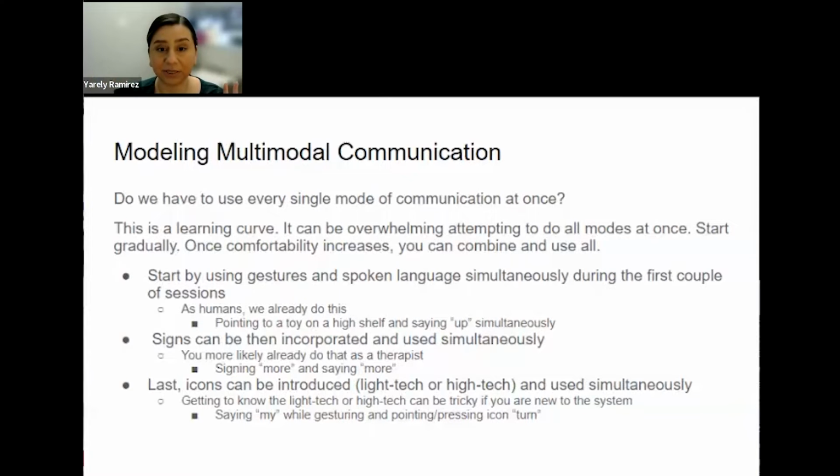One of my favorite words to use is my. So, my turn is probably my favorite two words to use all the time. So if you're playing or taking turns during an activity, you can say my while gesturing to yourself and pressing the icon turn. My turn.